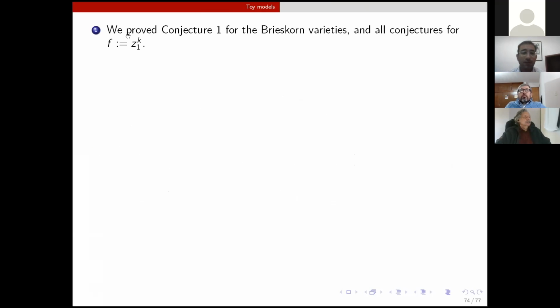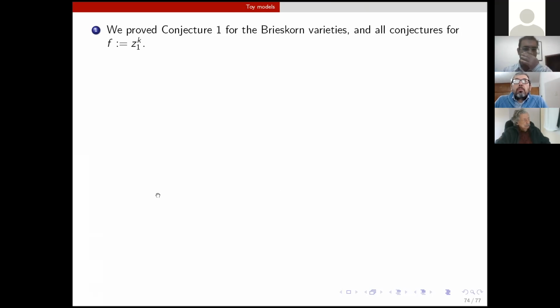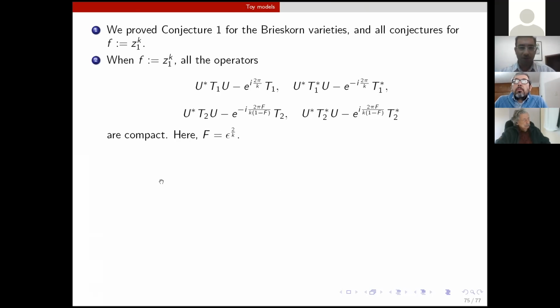All the other conjectures, we have only been able to prove for very special cases, for example, z1 to the power of k. The next level is z1 to the power of 2 plus z2 to the power of 2. If you solve that one, all the complexity of proving conjecture 2 and conjecture 3 for the generality of Briscoe polynomials already exists in the special case z1 squared plus z2 squared. If you figure out how to prove or disprove conjectures 2 and 3 for z1 squared plus z2 squared, you can figure out what the picture is for the general Briscoe polynomials.